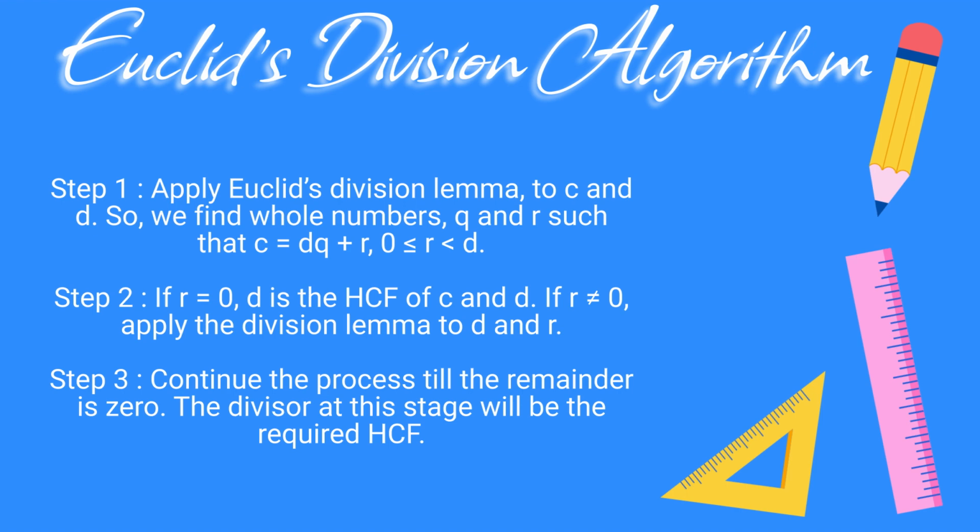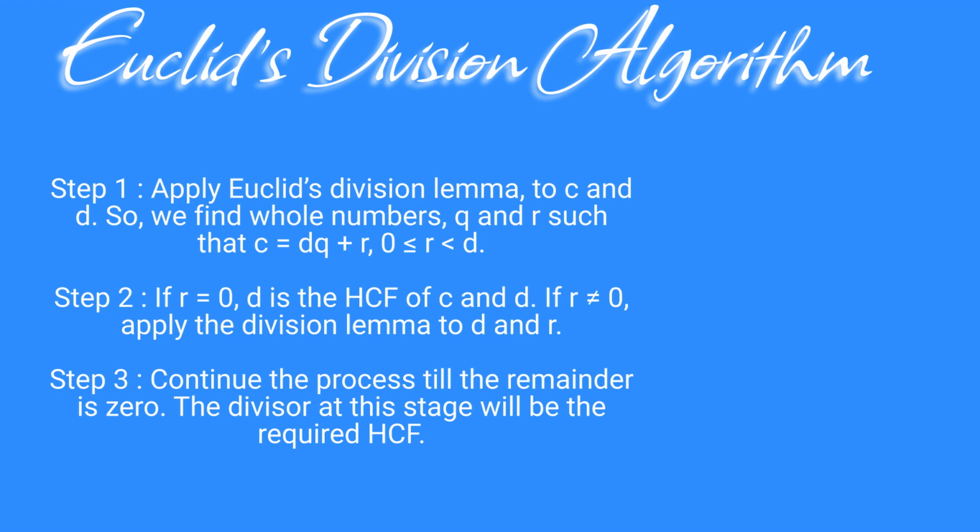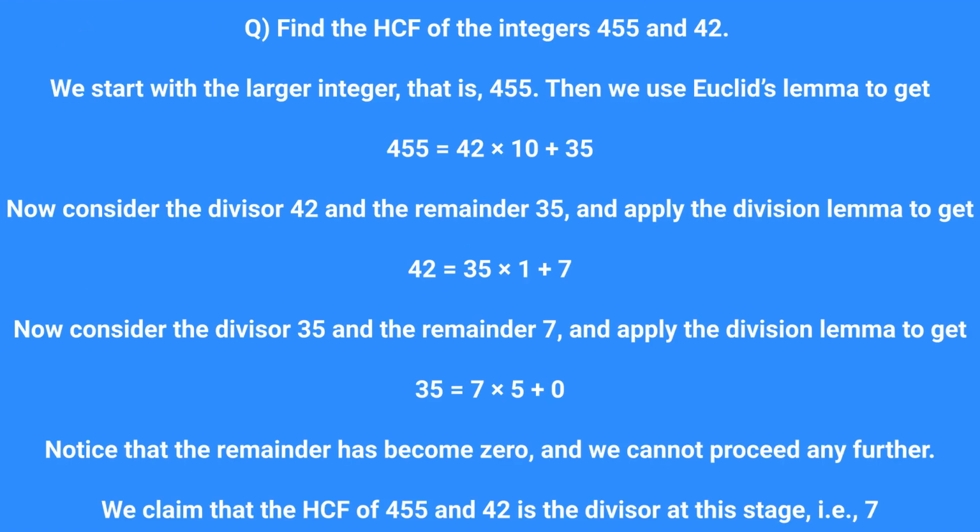Step 2: if R is equal to 0, D is the HCF of C and D. If R is not equal to 0, apply the division lemma to D and R. Continue the process till the remainder is 0. The divisor at this stage will be the required HCF. So R stands for the remainder. Now let's move ahead and see an example. The question says find the HCF of the integers 455 and 42.